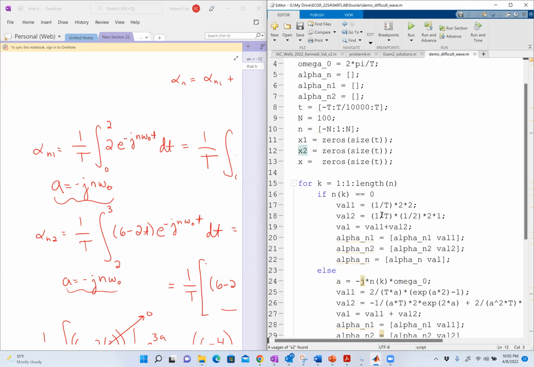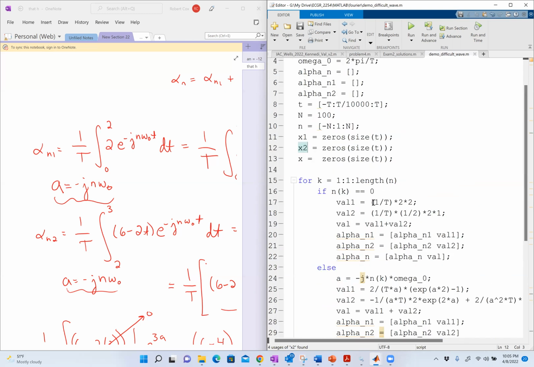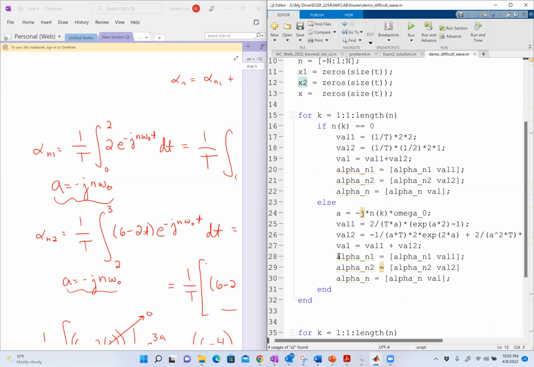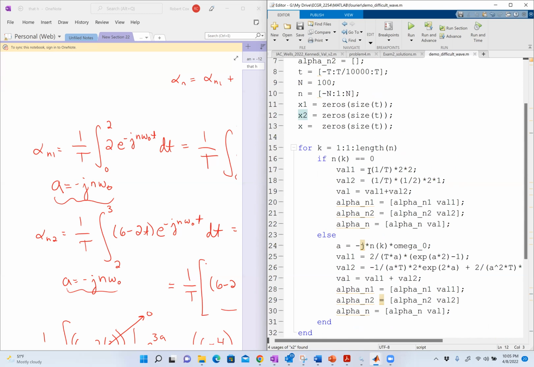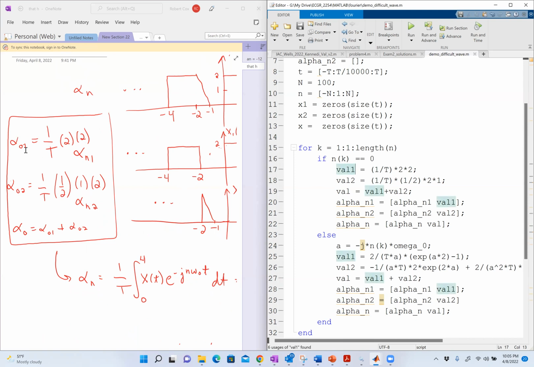Now notice that I have two for loops ultimately. My first for loop is where I fill up the alpha vectors. My second for loop is where I actually create the waveforms. In the first for loop, I'm looping through all the values of n, and when n equals 0, I'm using my formulas up here. I created this intermediate variable val1, which is essentially the value of alpha 0,1. It's the DC value of x1.